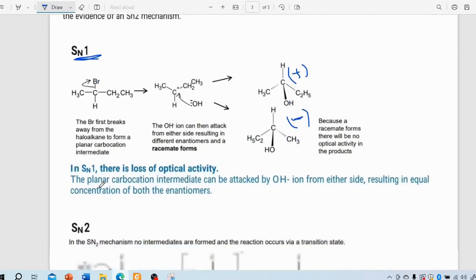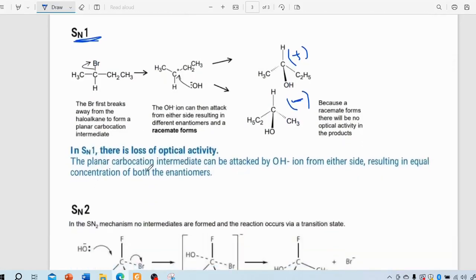So in SN1, there is loss of optical activity. The planar carbocation intermediate can be attacked by OH ion from either side, resulting in equal concentration of both the enantiomers. It's Markheim level detail. This much detail is not even required. This is enough. This is from Markheim.